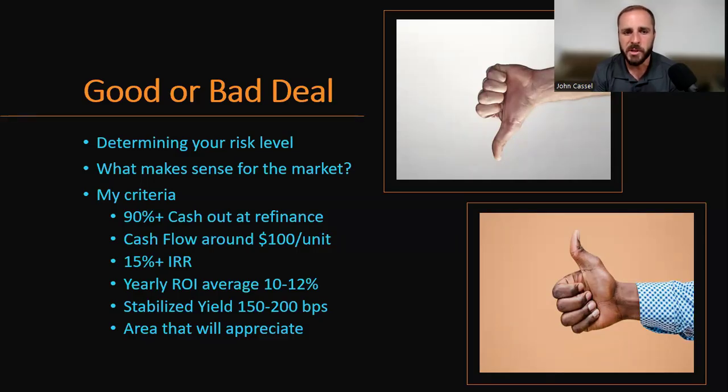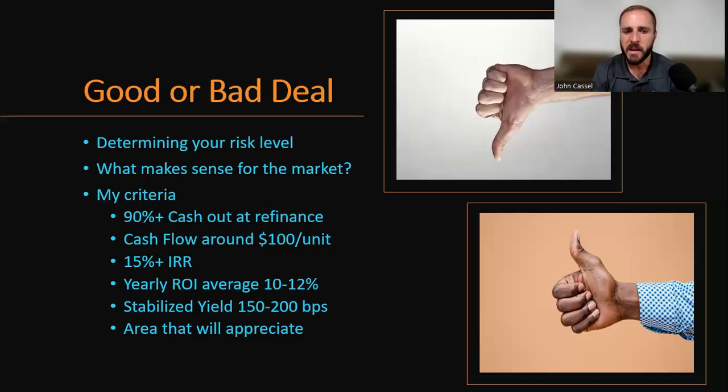So for my criteria, if I'm doing a cash out refi, I usually want at least 90% of my cash out at refinance. And then I still want a cash flow of around $100 a unit after that. For IRR, I'm looking for at least 15% IRR at year 3 or year 5 to make it a good deal. Yearly ROI averages start out in the single digits, but I want an average to end up around 10 to 12%. So maybe if it starts out at 4 to 6, it ends at 14, 16% in year 3, 4, 5 to get you up into the double digits.